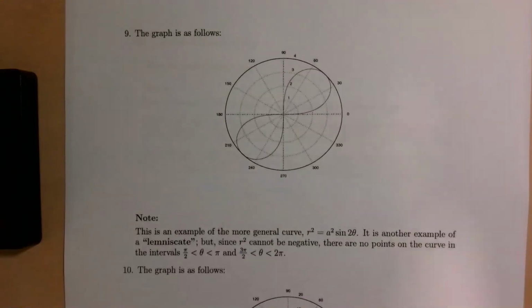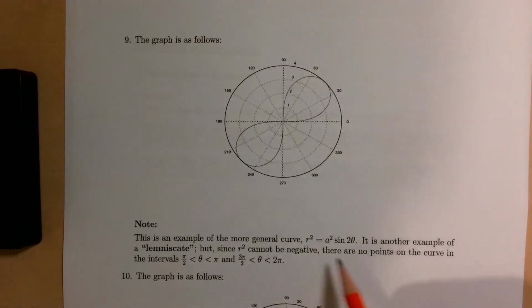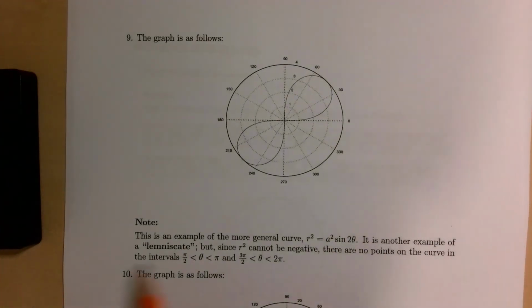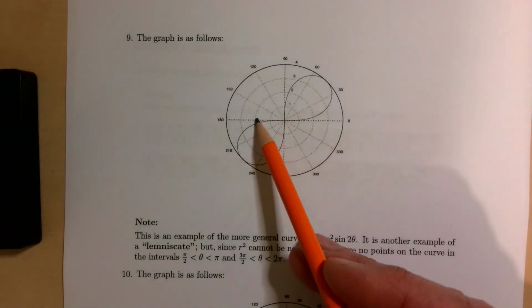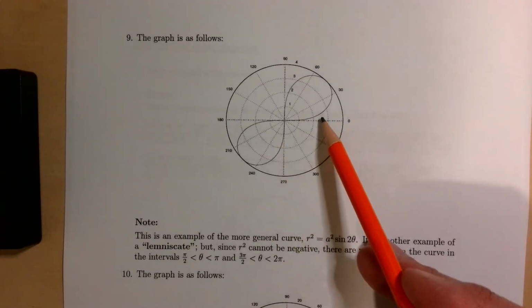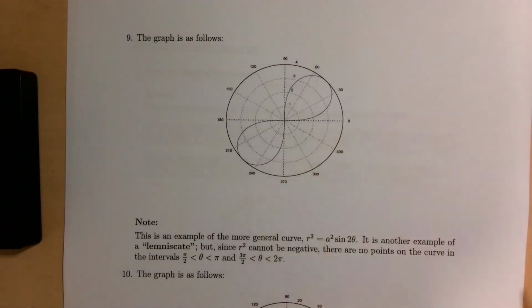This curve then is as follows. This is an example of a more general curve, r squared equals a squared sine 2 theta. It's another example of a lemniscate, but since r squared cannot be negative, there are no points on the curve between pi over 2 and pi, or between 3 pi over 2 and 2 pi. Or we would maybe have that going negative there.